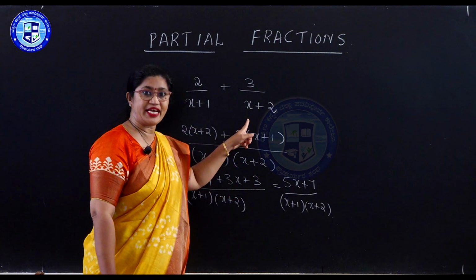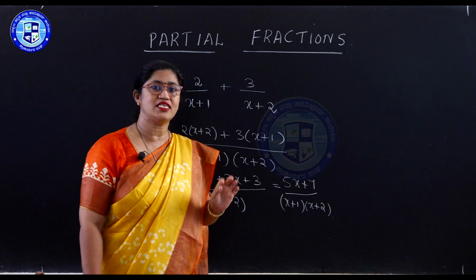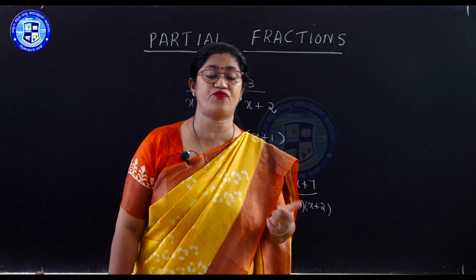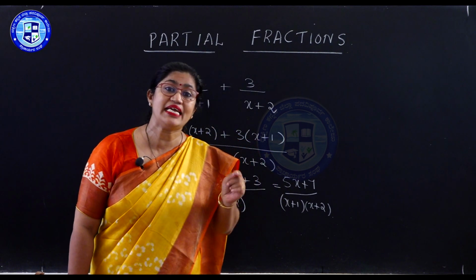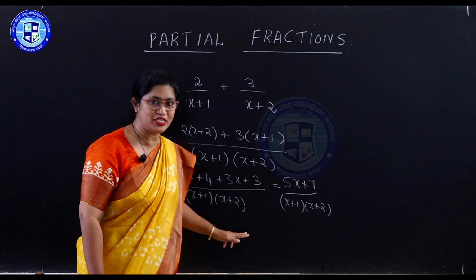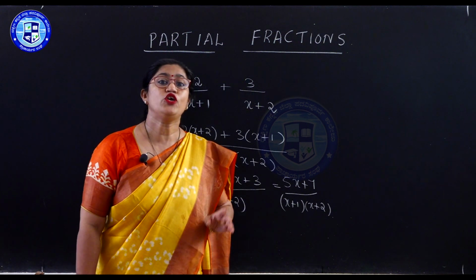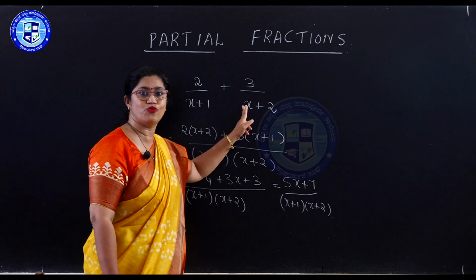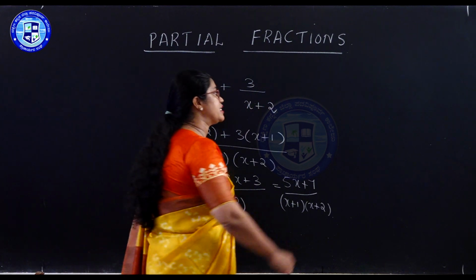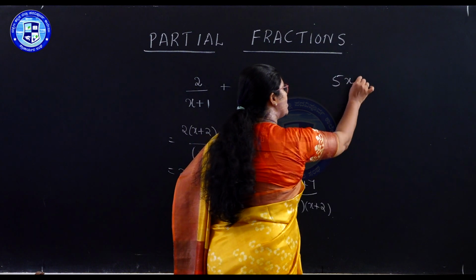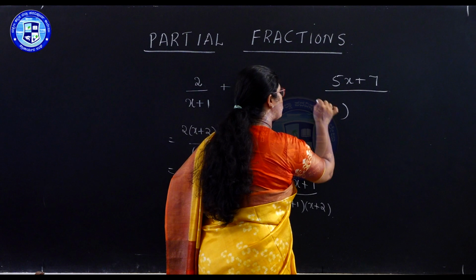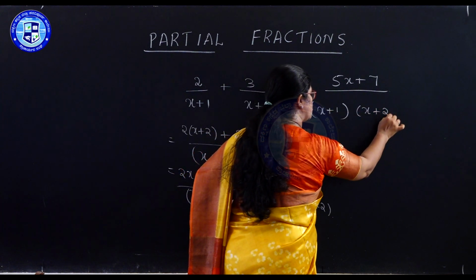These two simple fractions are also called partial fractions. This is not what you are going to deal with in this chapter. Surely you will not be given these two. If you are given this rational fraction, that means if you are given 5x plus 7 divided by x plus 1 into x plus 2.